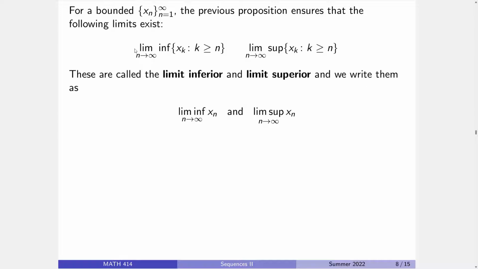So this, which is the limit of the infimum of the tails, is called the limit inferior, and we write it as lim inf of the sequence. And likewise, this is the limit of the supremum of the tails of the sequence. We call that the limit superior. Beautiful, right? Nice, clean, straightforward. Limit of a bunch of infimums, that's the limit inferior. A limit of a bunch of supremums, that's the limit superior.